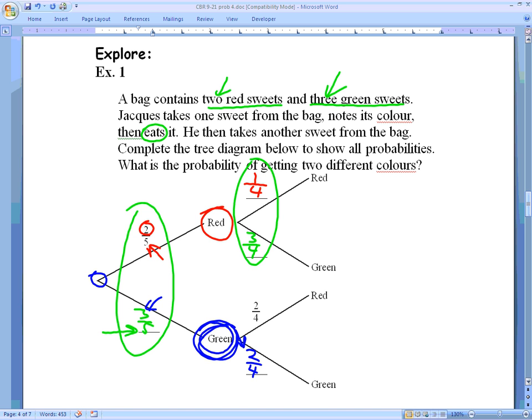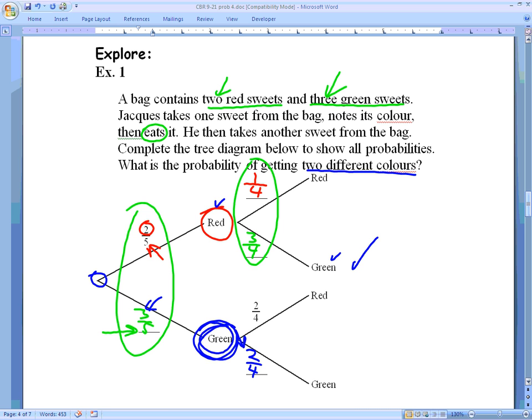And we can just multiply to get our final answers. Now it says, what is the probability of getting 2 different colors? Well, there's a couple ways to do that. This first path would be red, red. I don't want that. But the second path would go from red to green. And that's 2 different colors. So I want this one.